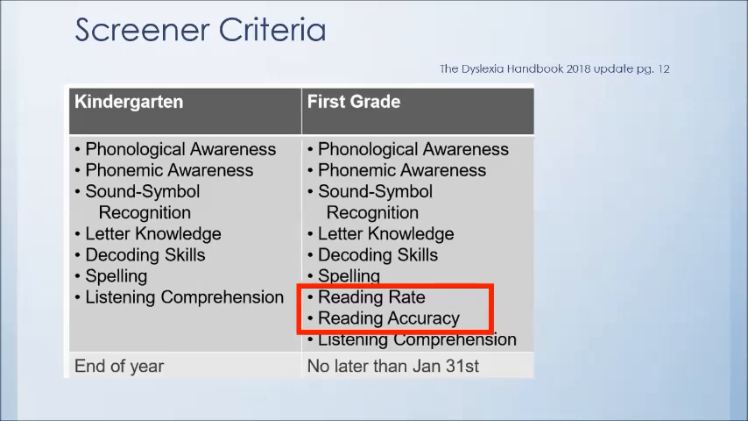Here we show the screener criteria per the Dyslexia Handbook 2018 update. As you can see, students need to be screened at the end of kindergarten and no later than January 31st in first grade. The areas to consider are phonological awareness, phonemic awareness, sound symbol recognition, letter knowledge, decoding skills, spelling, listening comprehension. We add reading rate and reading accuracy if the child is being assessed in first grade.